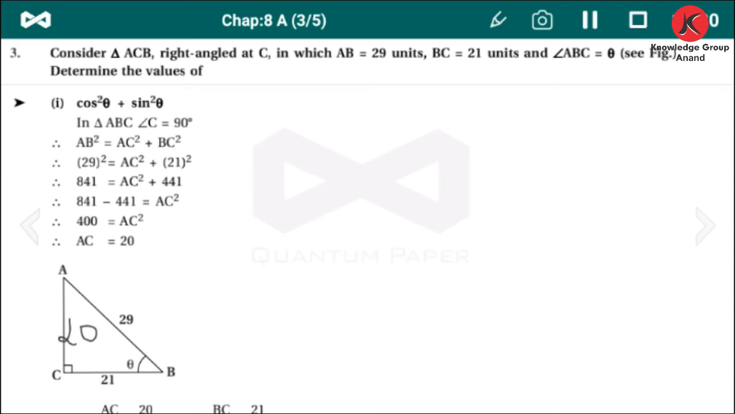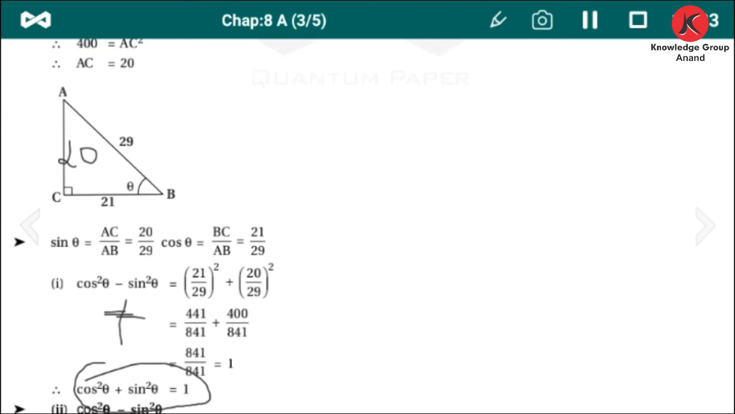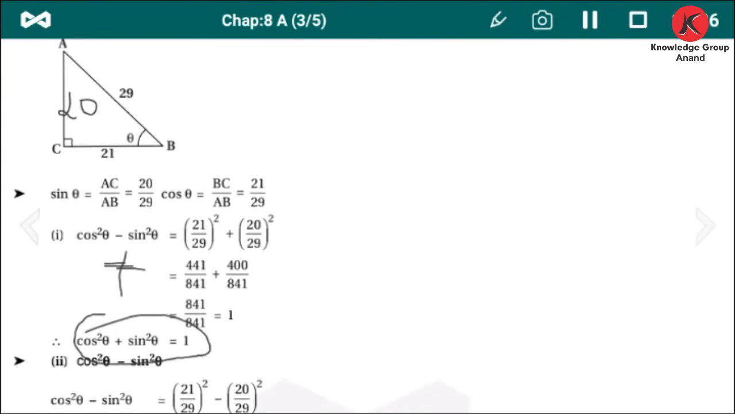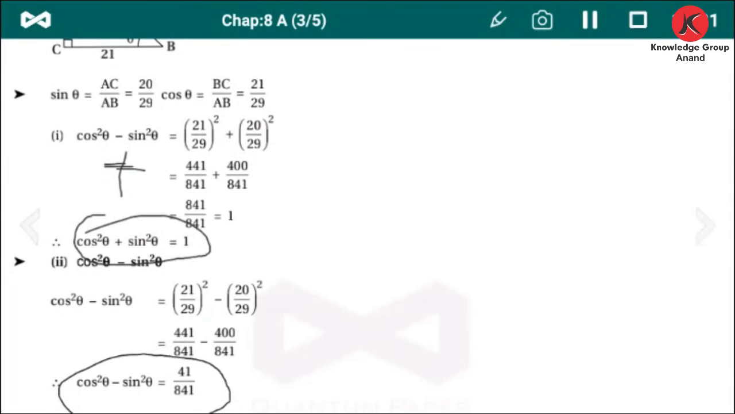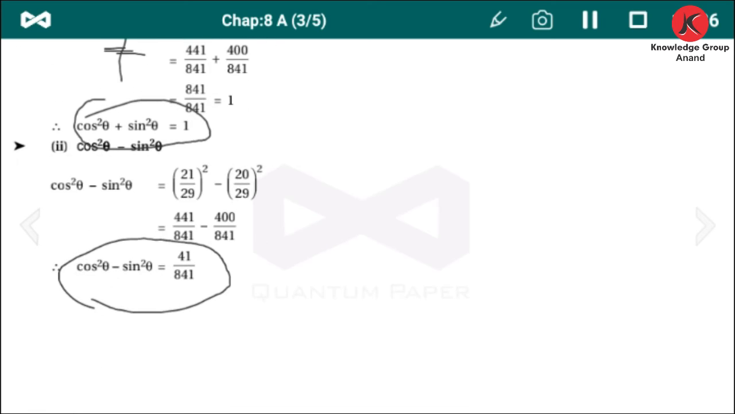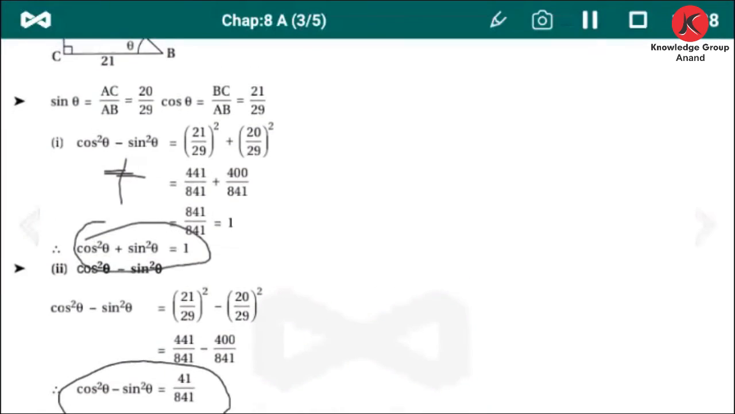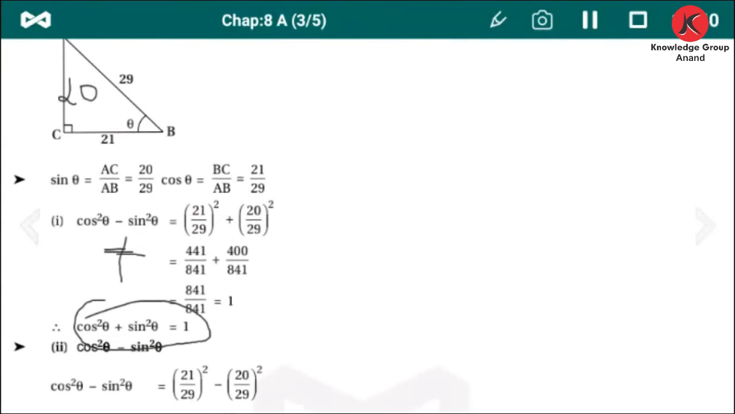In this question, first we find the third side AC is equal to 20. Then find sin theta, cos theta and put the values in both results. We get sin square theta plus cos square theta is equal to 1 and cos square theta minus sin square theta is equal to 41 upon 841.